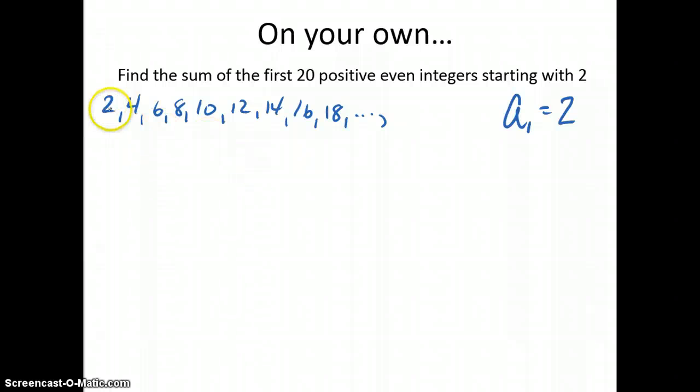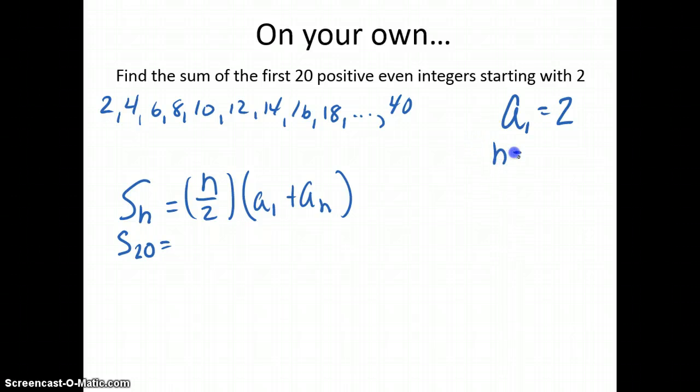In explaining this, I wrote out the first grouping, and I counted up and found that the 20th positive even integer was 40. So we can say the first number is a sub 1, which is 2. We're looking for the sum of the first 20, so we know there are 20 positions. So the sum with n being 20, S sub 20, equals 20 over 2. Our first number was 2, and our last number was 40.